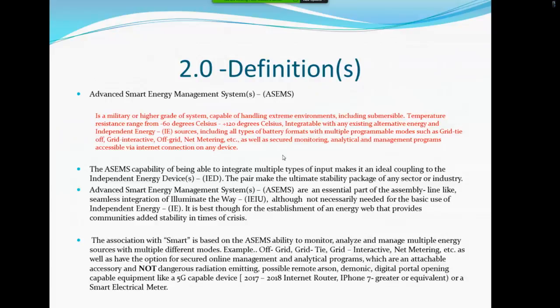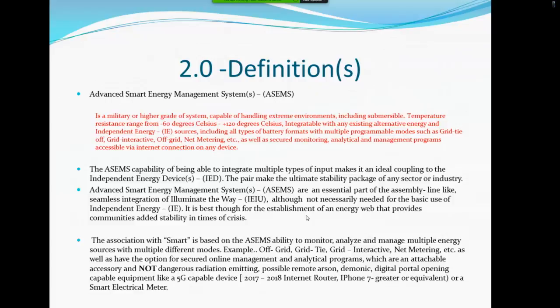Now, the ASIM's capability of being able to integrate multiple types of input makes it an ideal coupling to the independent energy devices. The pair make the ultimate stability package for any sector or industry. Advanced smart energy management systems are an essential part of the assembly line, like seamless integration of Illuminate the Way independent energy infrastructure upgrade, although not necessarily needed for the basic use of independent energy. You can always do hard wires, right? The advanced smart energy management system is always the best in municipalities and everything. We'll get over that with the next paragraph here.